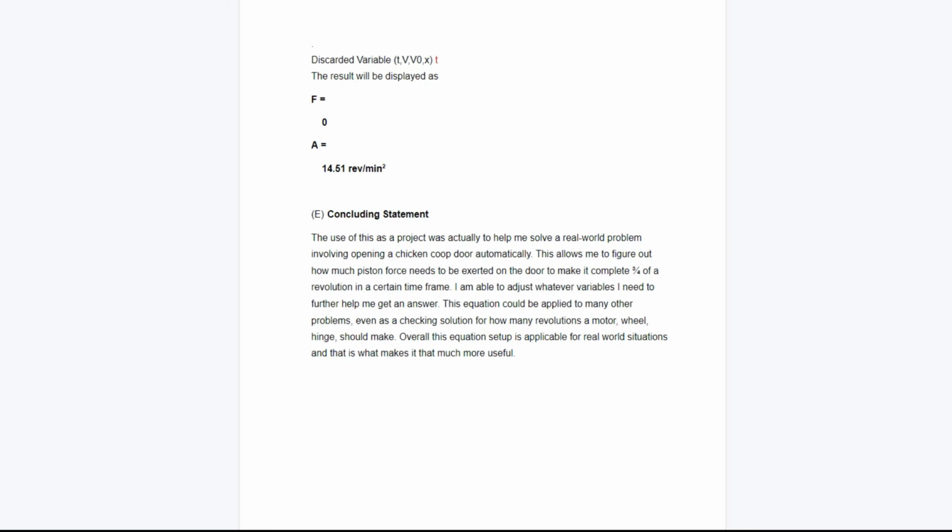Versus doing it in real life, you'd have to solve for the kinematic equations, figure out which one. It would take 5 minutes. So that is why this code is also very useful.